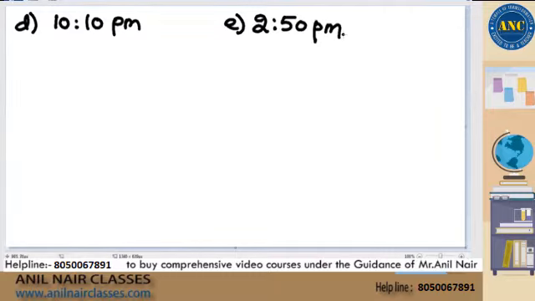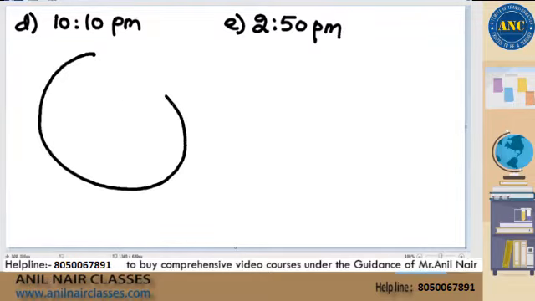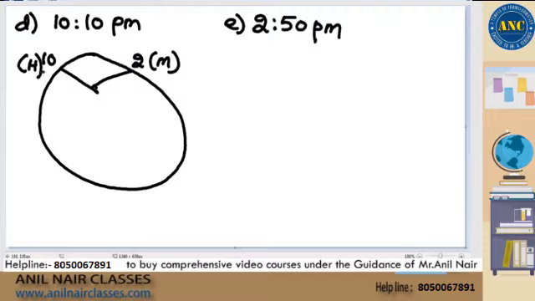Right. Step number 1. 10:10 p.m. The clock is in the form of a circle. At 10:10 p.m., the hour hand will be at 10 and the minute hand will be at 2. Now if you see 10 to 2, how many hours difference? 4 hours difference. 1 hour is 30 degrees, so 4 hours is a total of 120 degrees.